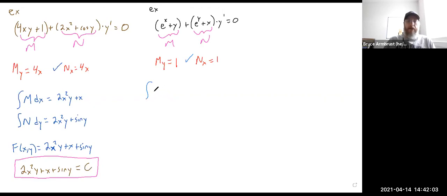All right, so now let's integrate M. So the e to the x plus y, let's integrate that with respect to x. So that's going to give us e to the x plus xy.